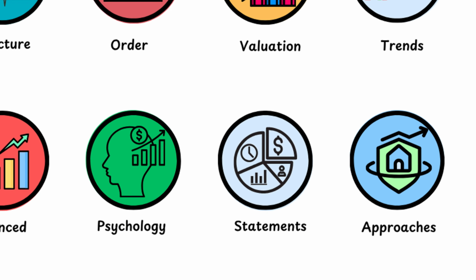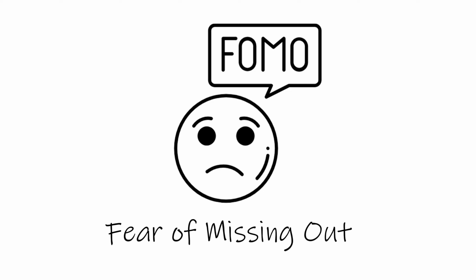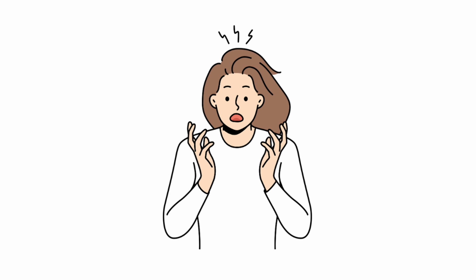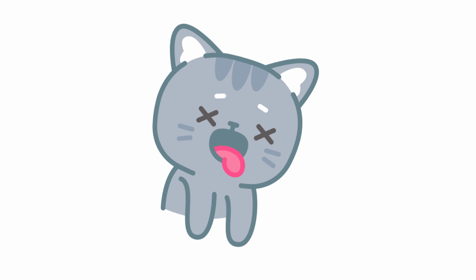Market psychology and phenomena. FOMO stands for fear of missing out. This is when people buy stocks just because they see prices going up and don't want to miss out on making money. Panic selling. This is when people get scared and sell their stocks quickly, even when it's not a smart thing to do. Dead cat bounce. This is when a stock that's been going down suddenly goes up a little bit, but then keeps going down.